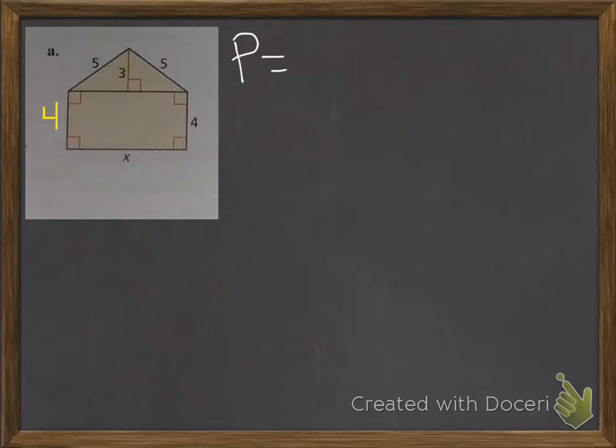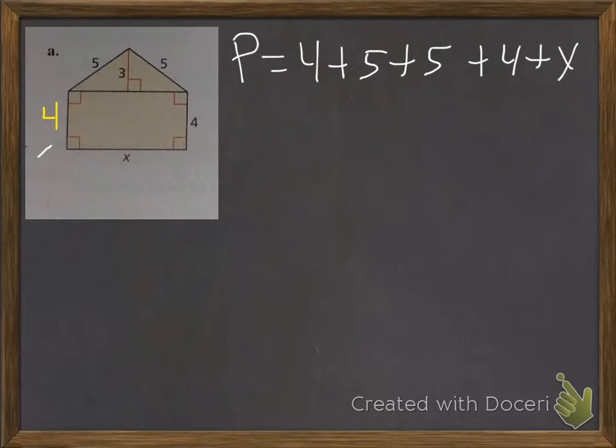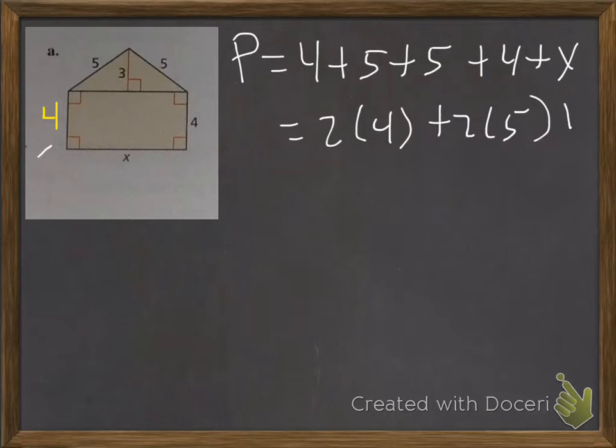So going through it really quickly, starting over on the left-hand side, we'd have a 4 plus a 5 plus another 5 plus a 4 plus an x. Right? So I might look at this and say, okay, well I have 2 4s and 2 5s, and then I have finally my length that measures x. So there's an expression for perimeter.